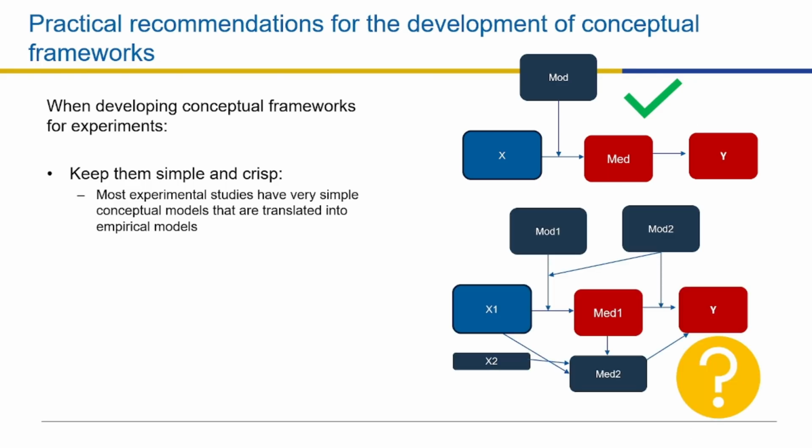In contrast, this model is very, very hard because here you have your first manipulation from the experiment, and you are saying that it will impact the first mediator, then also the second one, and the first mediator will impact the second one, and then both of them will impact your dependent variable. And on top of that, you also have your first moderator, which impacts the relationship between the experimental manipulation and the first mediator, and you have a second one which impacts this relationship, and this one impacts this.